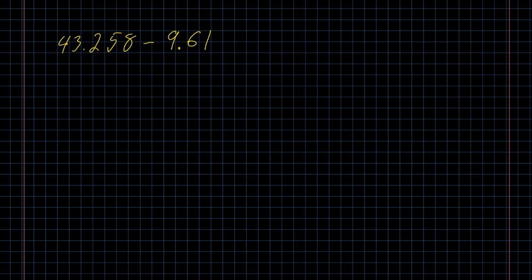This is an interesting case because the two numbers have different precisions. They also have different accuracies, but we don't care about accuracy when we're adding or subtracting. 43.258 is precise to the nearest thousandth. 9.61 is precise only to the nearest hundredth.